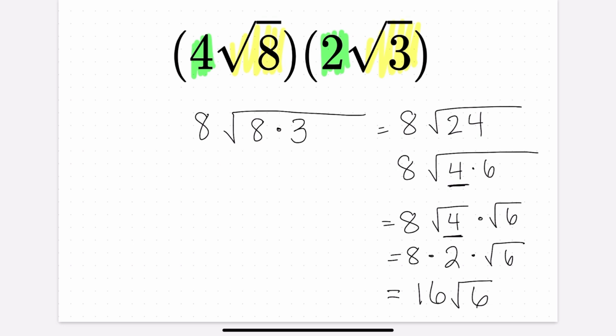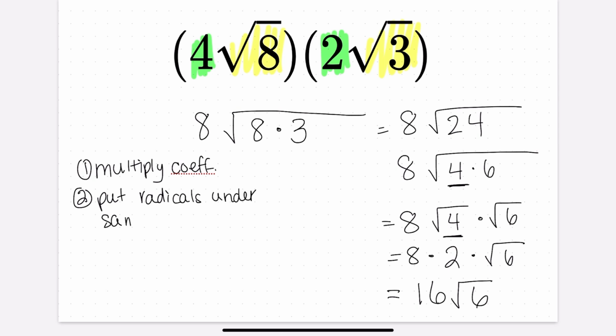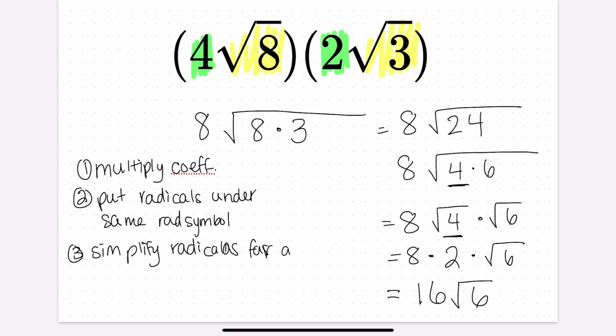So again, this is the same process as before. Step 1 is to multiply your coefficients together. Step 2 is to put your factors of your radicals under the same radical symbol. Step 3 is to simplify all the things. So simplify your coefficients and simplify your radical as far as possible. My handwriting looks horrible. I'm so sorry. Okay, and that's how you multiply radicals.